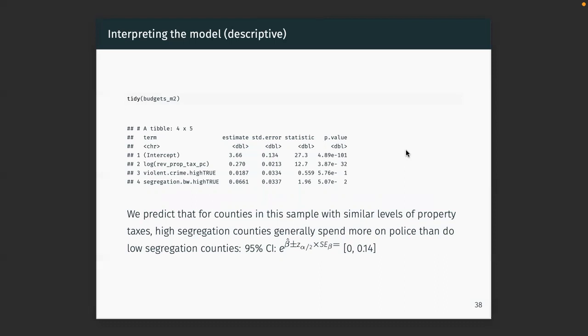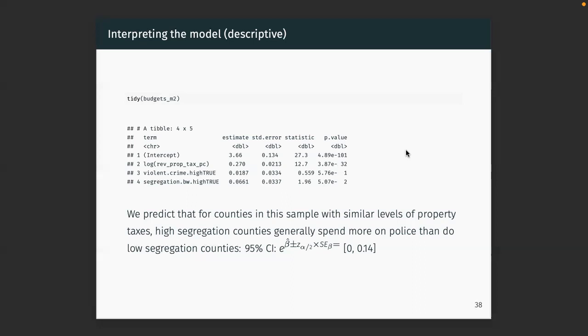So if we were to take two counties with equally high property tax revenues, one is high segregation, one is low segregation. The high segregation county is typically going to spend a little more on policing than the low segregation county. That's what these findings suggest. About between 0 and 14 cents more per person. That's kind of low relatively, but that's for similar levels of property taxes.